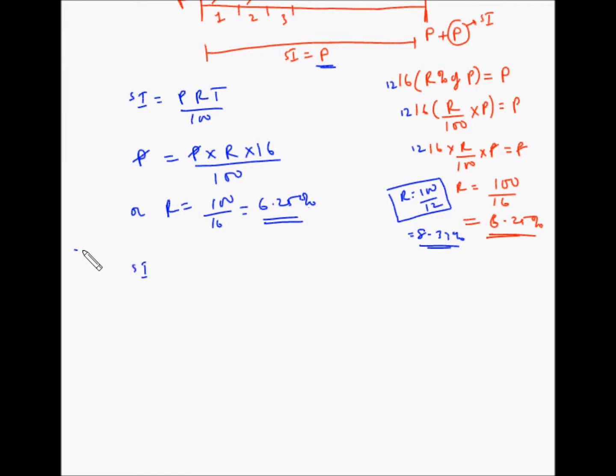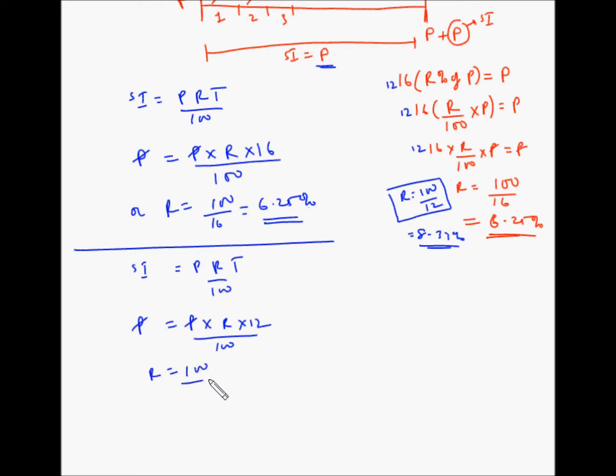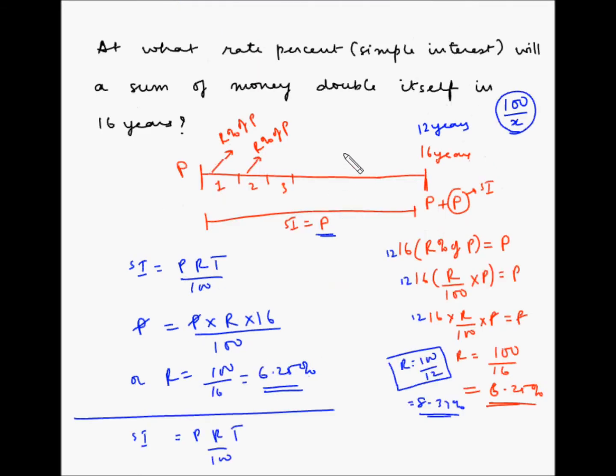Simple interest is equal to PRT by 100, and simple interest is equal to principal because we want to double the money. So P multiplied by R multiplied by 12 divided by 100. So P gets cancelled with P. So R is equal to 100 divided by 12, which is again equal to 8.33%. So this is the main formula if you have to quickly find the rate percent at which your sum of money will double itself in X number of years.